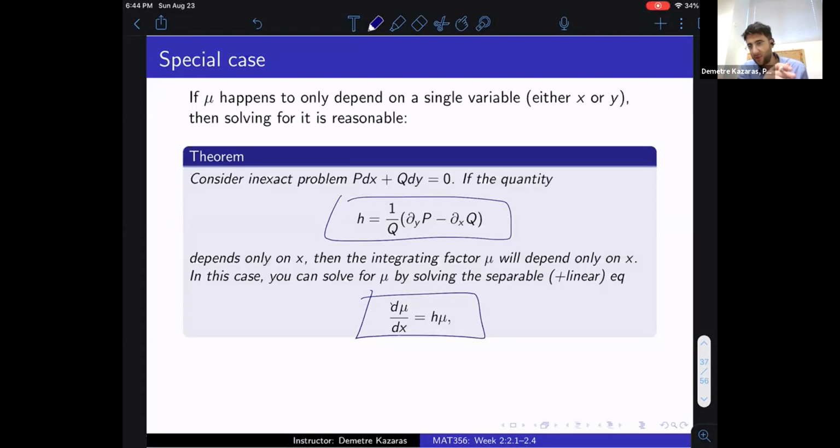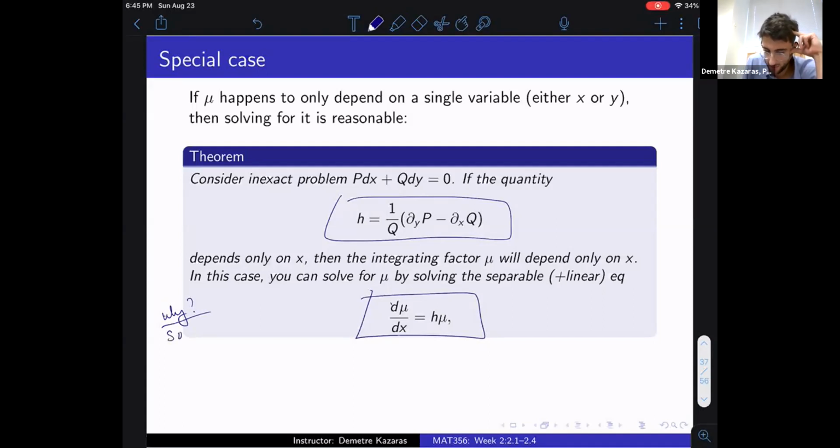So we'll do an example of how to do this in a second. But where does this come from? It's not so mysterious. There's only one meaning for mu. It's that when you multiply the form by mu, it becomes exact. So let me just explain where did all these mysterious quantities come from? Well, let's take a look.